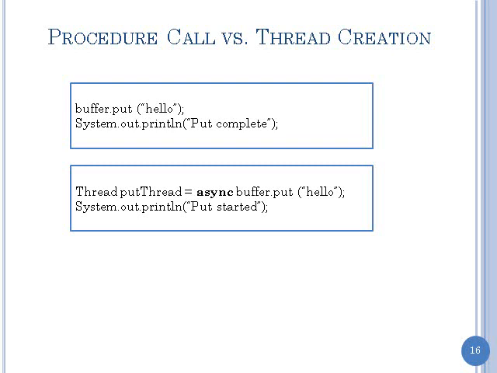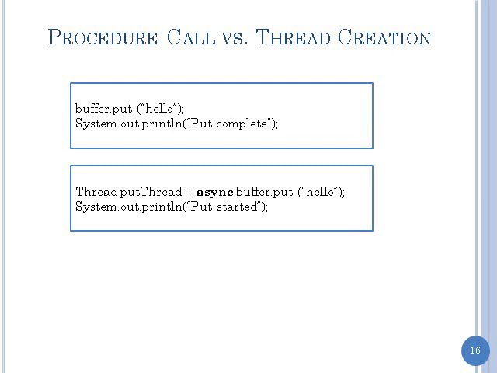So here's the thing. You can say buffer.put(hello). And at this point, the put has completed by the time you go to the next instruction. Or I can say Thread putThread equals, and I want to be a language designer myself, so I say async buffer.put(hello). Okay, and essentially what I've done is create a thread that starts executing the put. At this point, if I go and say println put started, that's all I can say. I can't say put completed because who knows when it will complete. So that's conceptually what a thread is.